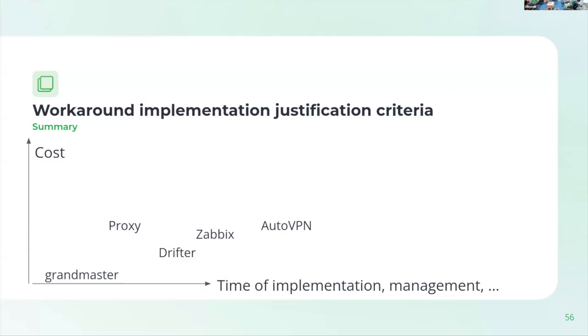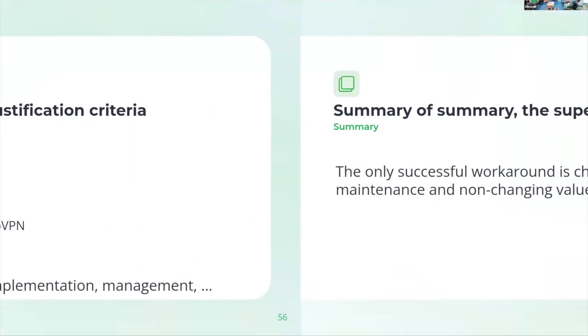Zabbix, AutoVPN, since it's totally our product, it's a workaround on the boundary. Would you still do it now, knowing that there is Tailscale or some other services you would use, and just not really use your time programming the whole AutoVPN as a product?